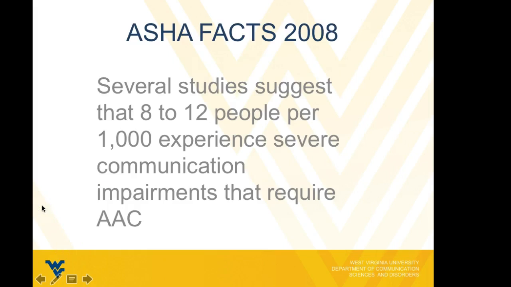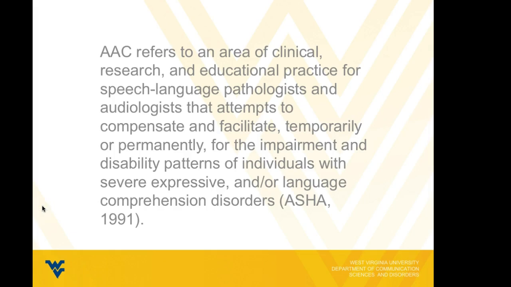Let's look at a little bit of information about augmentative and alternative communication next. So first of all, I always think it's interesting to look at the incidence. So how many individuals are we talking about? Well, ASHA indicates to us that about 8 to 12 people per 1,000 experience severe communication impairments that might require AAC. We often refer to these individuals as individuals with complex communication needs.